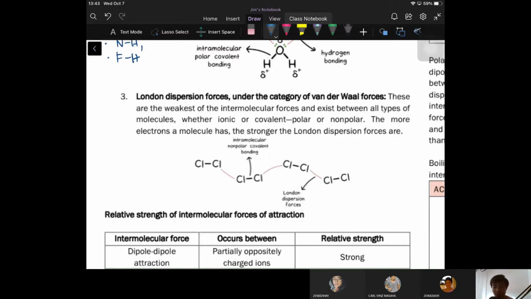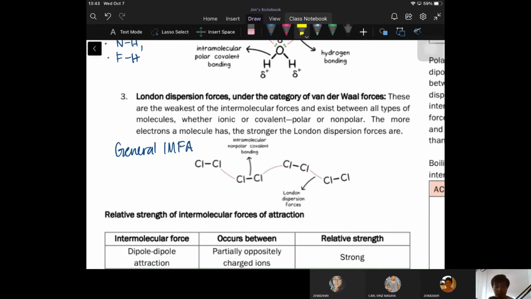So the London Dispersion Forces or the van der Waals forces, this is the general intermolecular force of attraction. I will call it IMFA, no? Intermolecular Forces of Attraction. Ito yung pinaka-general. Lahat meron nito. Kesyo polar yan, kesyo dipole yan, kesyo non-dipole yan, no? Lahat yan meron, no? Even itong pencil na to, even itong kahoy na to, may mga London forces to.